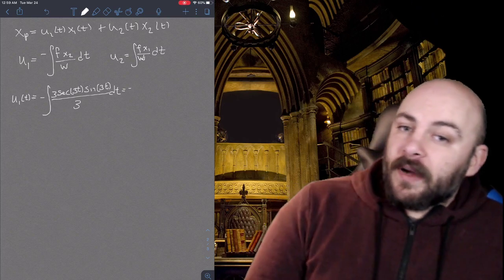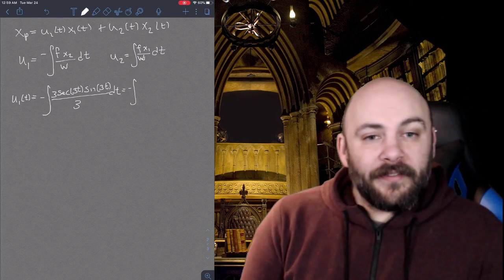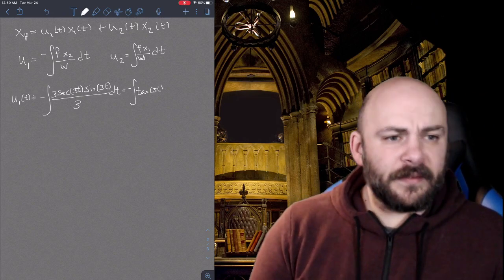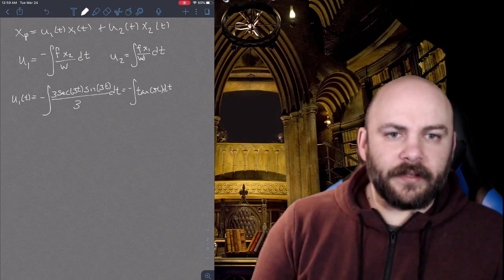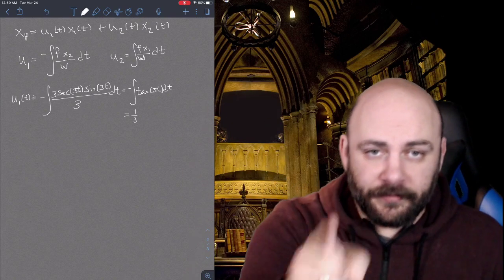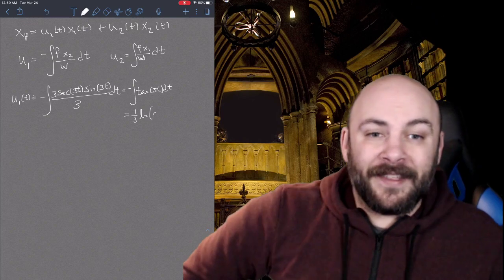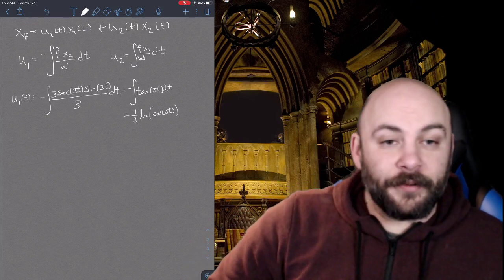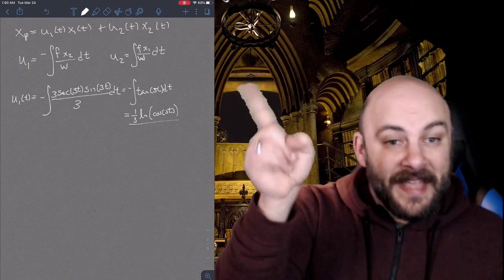So what this is going to wind up being is negative the antiderivative of tangent of 3t. If you remember the definitions, secant's 1 over cosine, so we have sine over cosine right there. Do you remember what that integral is? I don't remember what that is. Table of integrals is your friend. Okay, but we got 1/3 the ln of cosine of 3t.